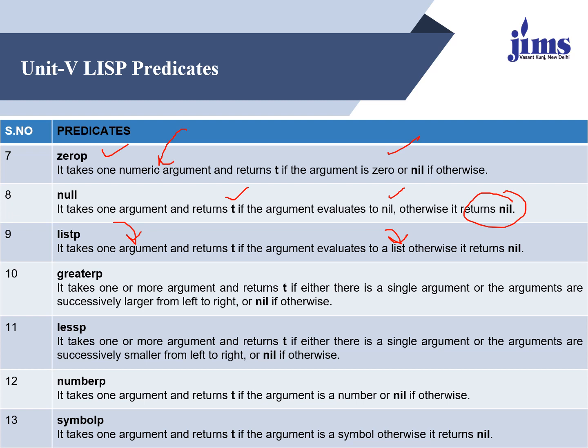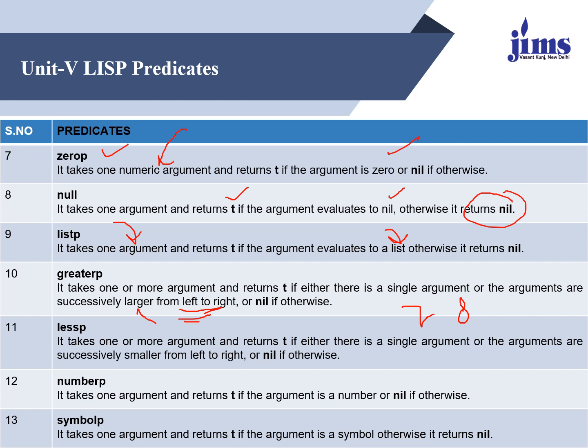Greaterp takes more than one argument and returns true if there is a single argument or the arguments are successively larger from left to right. From left to right, it keeps on checking whether the argument towards the right of the earlier argument is greater or not. If it is greater, then it will return true, otherwise it will return false.